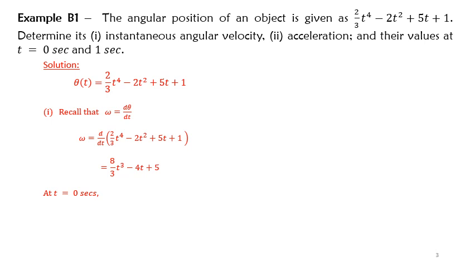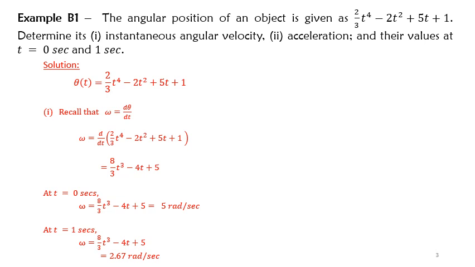And at t equal to 0 seconds, what will be the instantaneous angular velocity? Substituting t equal to 0 in the expression, you have 5 radian per second. Then substituting t equal to 1 second in the expression, the angular velocity at 1 second will be 2.67 radian per second.